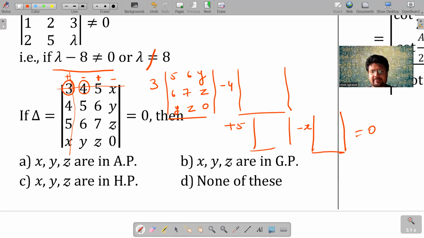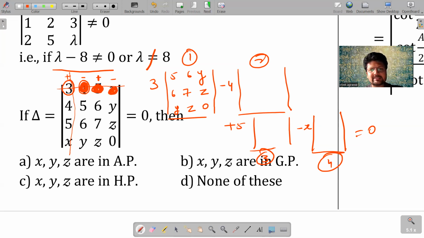Now, when you are multiplying this 3 with this particular determinant, then 4 with this determinant, how many determinants do you have to solve? 1, 2, 3, 4. Obviously, we don't have that much time to solve these 4 determinants. We cannot expand these 4 determinants to solve one single question. So what is the motive? The motive is anyhow, let's make this 4 as 0, let's make this 5 as 0, let's make this x as 0.